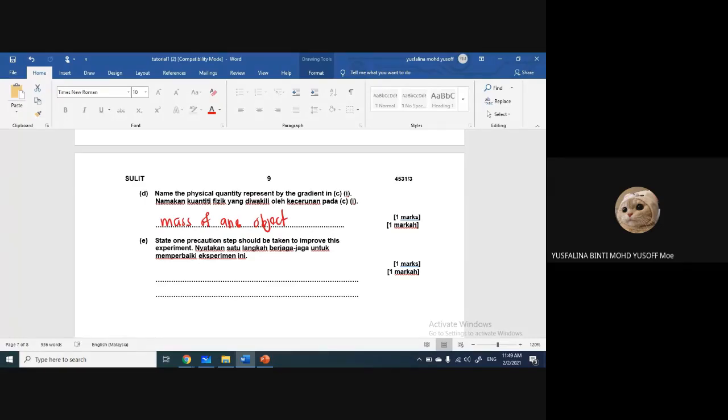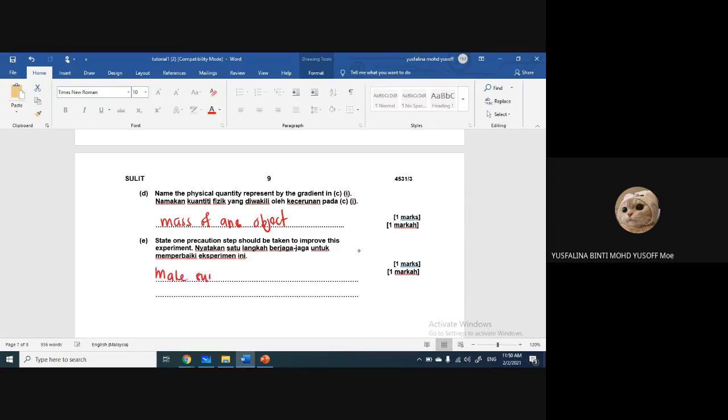Okay, for E, state one precaution step that should be taken to improve this experiment. Okay, this sentence I want you to remember. For all experiments, if the question asks you for the precaution, this is the only answer that can be accepted for all experiments. So just memorize the words and fill in the blanks with the measuring tool that you use. Okay, so I give you an example here. This is the sentence that you need to remember.